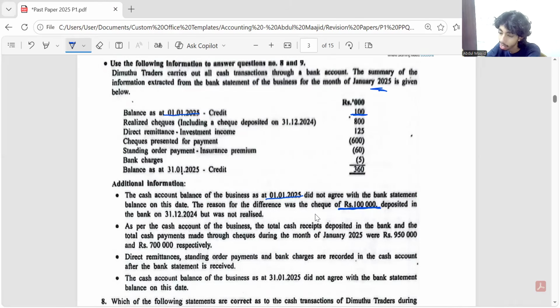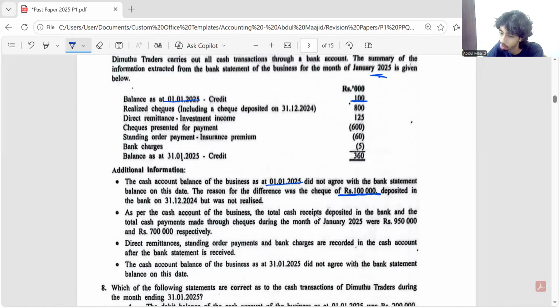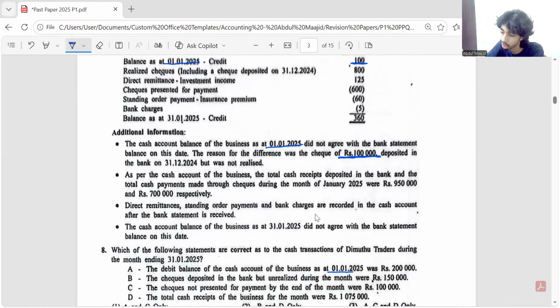An unrealized check is a check that we have received and deposited, but the bank has not recorded it yet. That means we have recorded it as a receipt on the debit side of the cash account, but the bank has not. So the cash account balance would be 100 plus this 100, a balance of 200,000 in the cash control account opening balance. Therefore, this is correct. B.